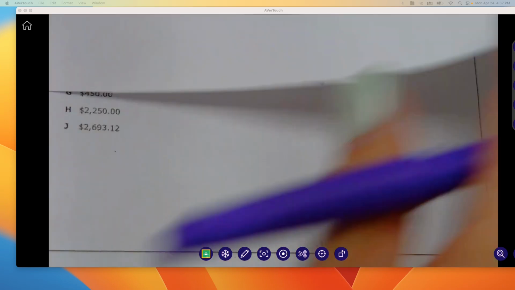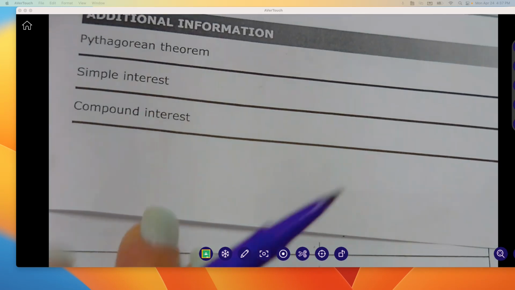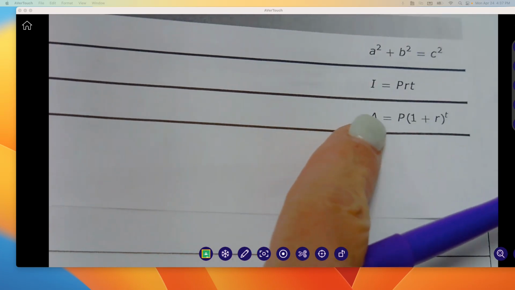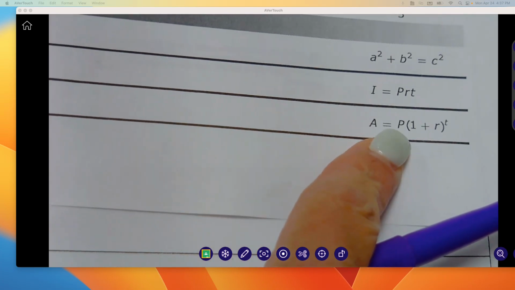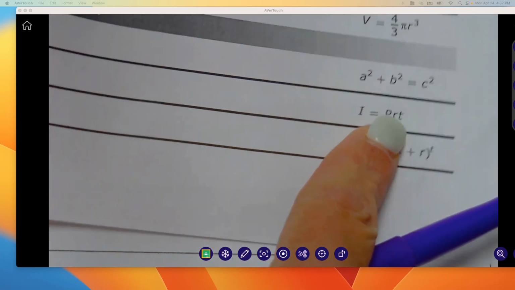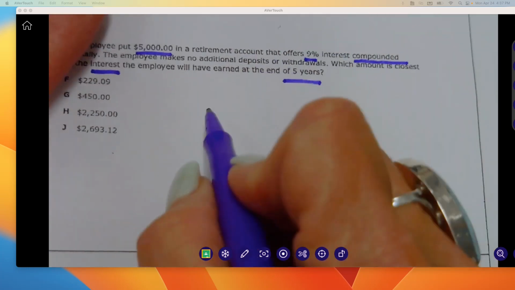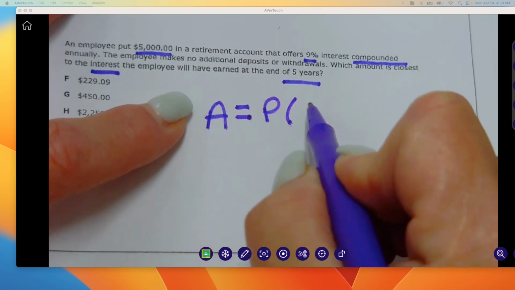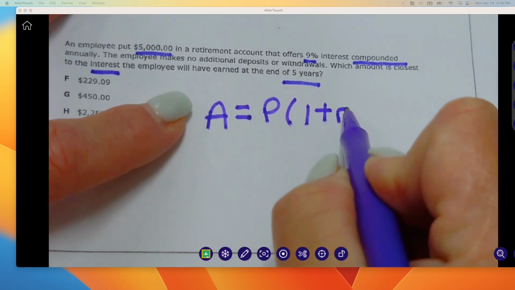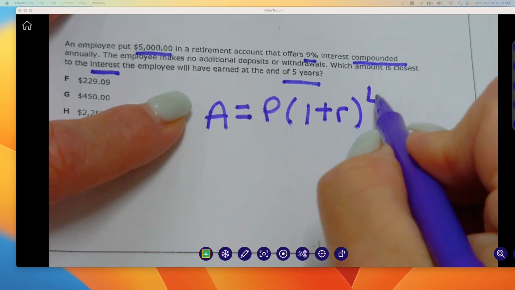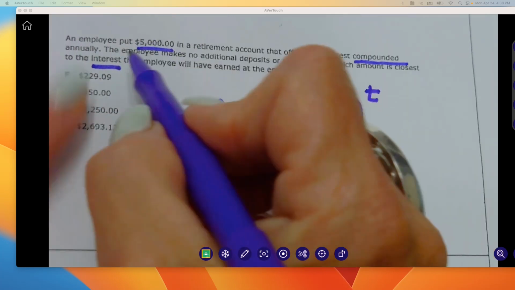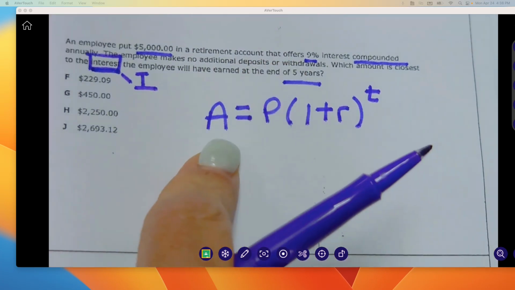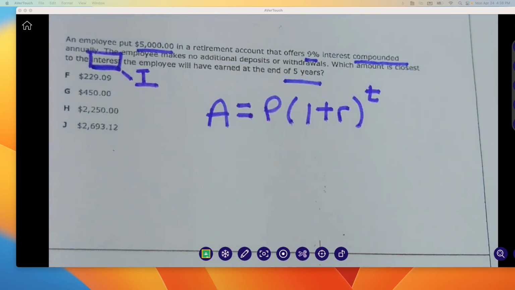So I'm going to come over here and look at my formula chart under additional information. I'm going to look at compound interest and I'm going to write this formula. Guys, I want you using your formula chart. So we have A is equal to P parentheses 1 plus R close parentheses, T is the exponent. Okay, we're only looking for interest, so we're looking for the I. But if you notice with this formula, it gives us the A.